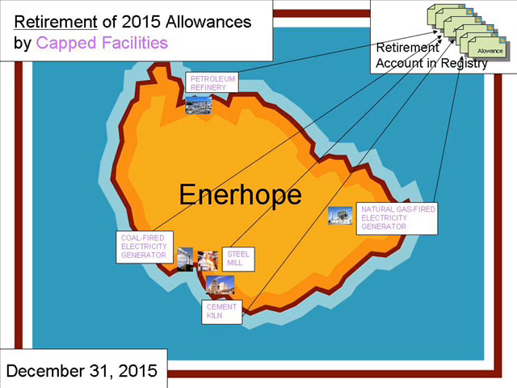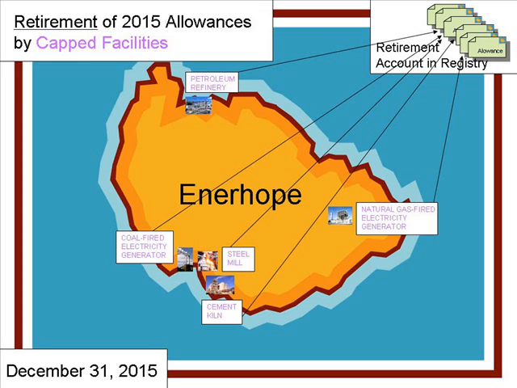What is retirement? The capped facility withdraws allowances from its account on the registry and transfers these allowances to the registry's retirement account. After retirement, the retirement account shows how many allowances were retired by each capped facility and the serial numbers of these retired allowances. The total retirement for each capped facility can be compared with its reported annual emissions.